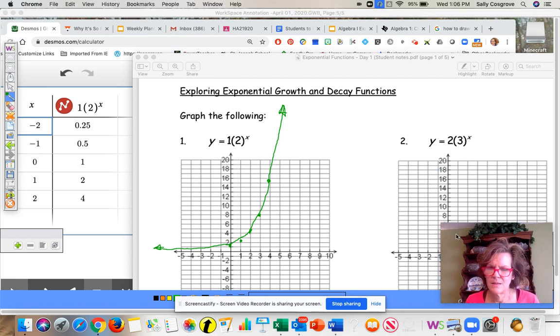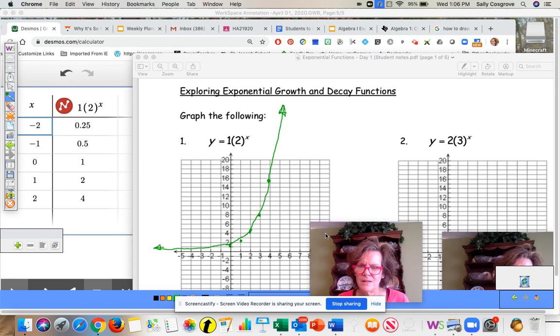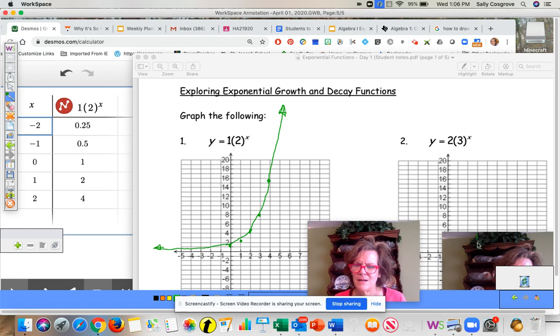Let's see. We can do this. All right. I'm not sure why there are 2 of them on here. When x is 0, y is 2, which would be like right there. I'll just have to draw right over my face here. When x is 1, y is 6, which is right there. When x is 2, y is 18, which is right here.